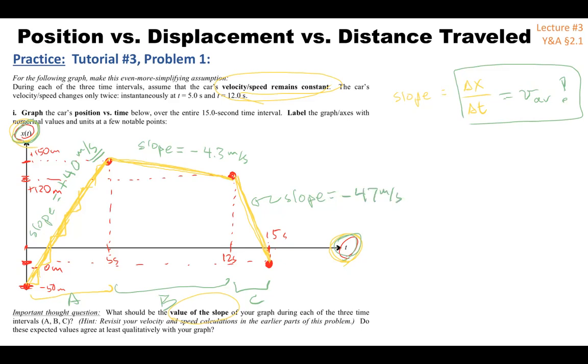All right. So again, this is foreshadowing lecture 4, but since we've seen already now the formula for average velocity, I wanted to sort of tie this all together. Okay, let's take a look at problem 2.